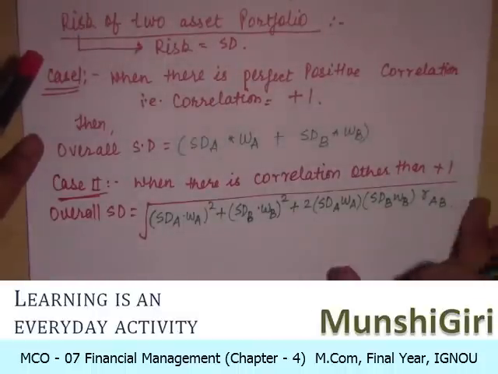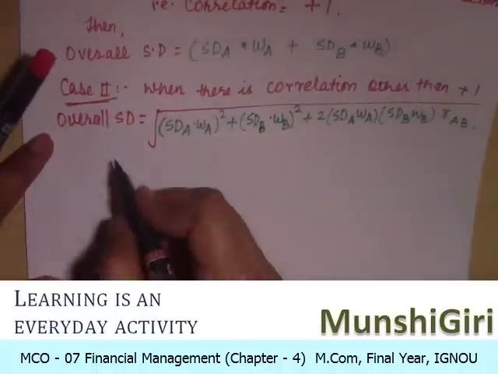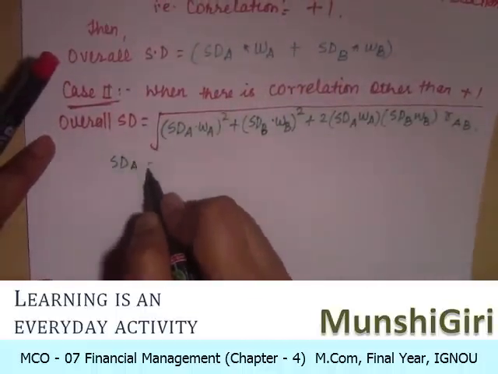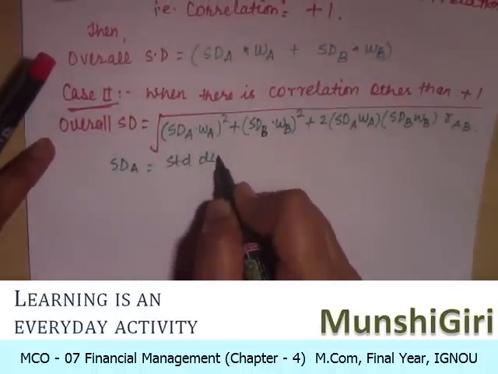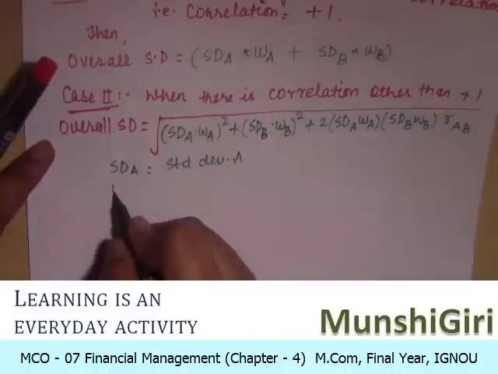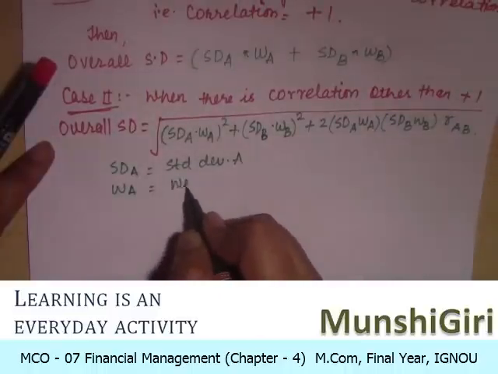Let's write down what all these components are. SDA is standard deviation of A. WA means weight of A.